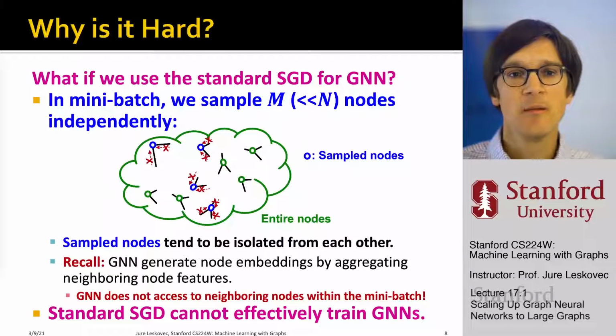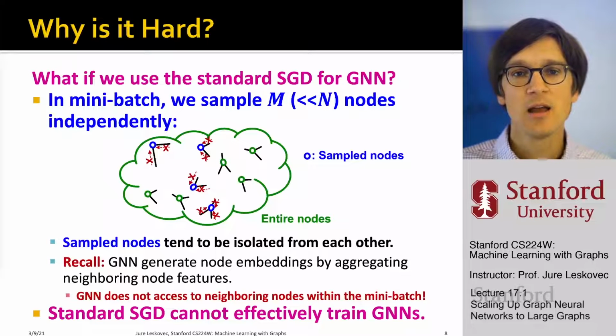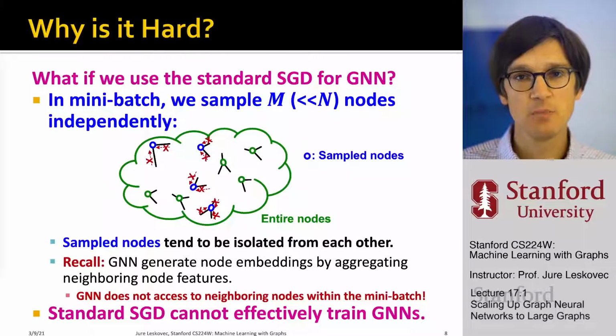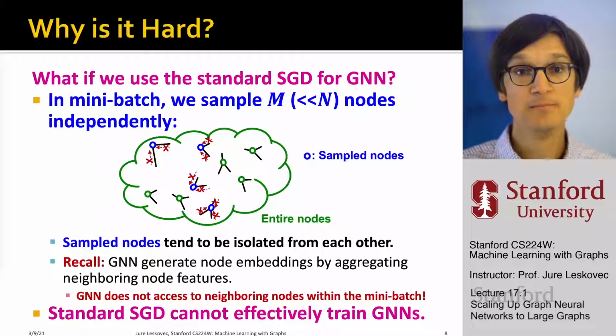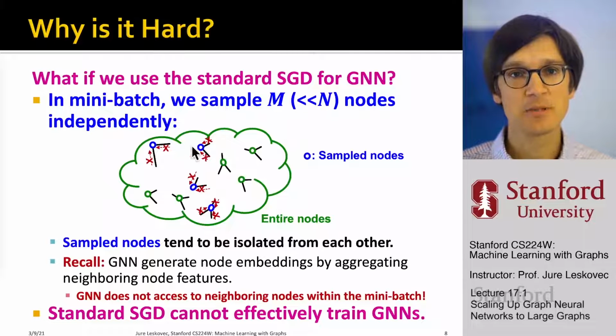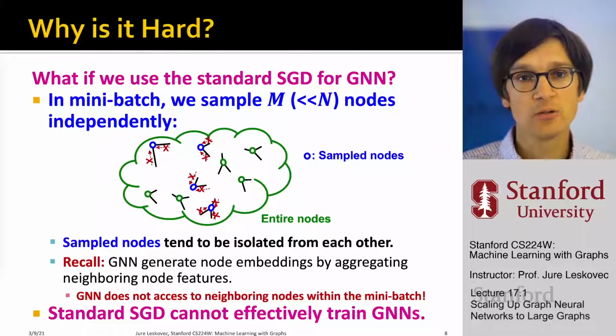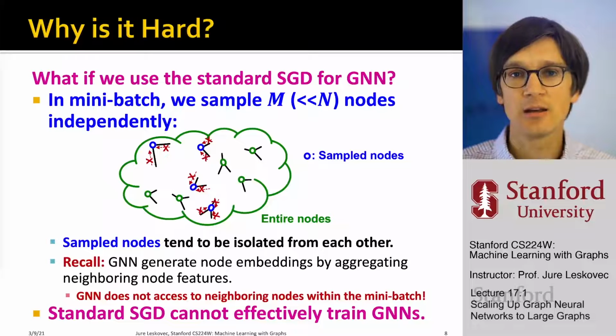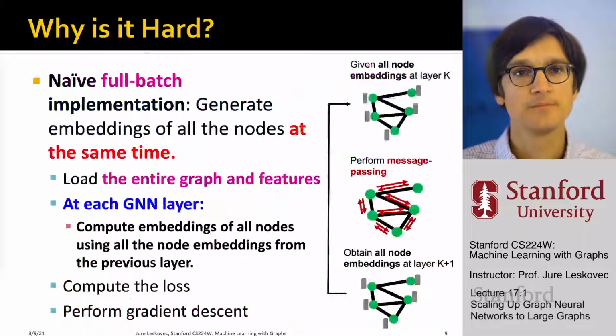So this means that the stochastic gradient descent won't be able to train effectively on graph neural networks if we do this naive mini batch implementation where we simply select a subsample of nodes, as I illustrated here, because nodes in the mini batch won't be connected with each other, so there won't be any message passing to be done between the neighbors, and the entire thing is going to fail.